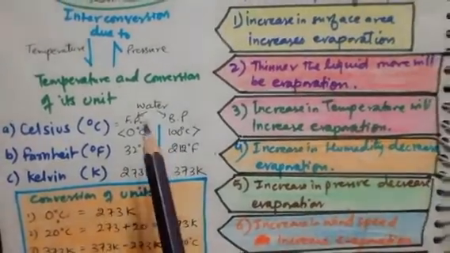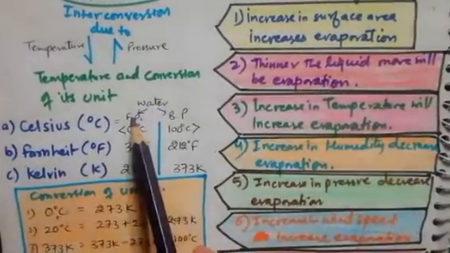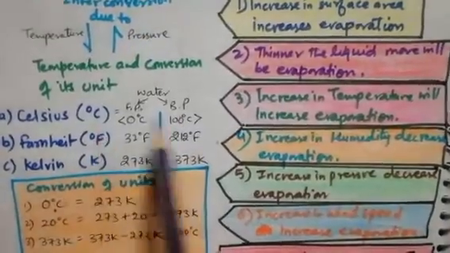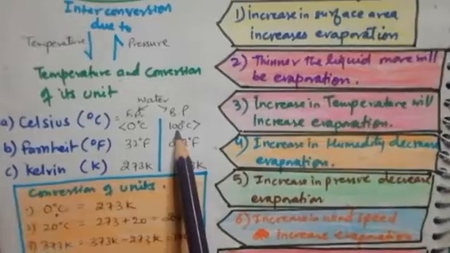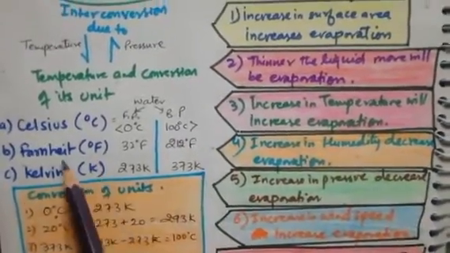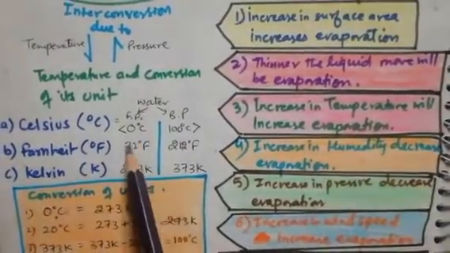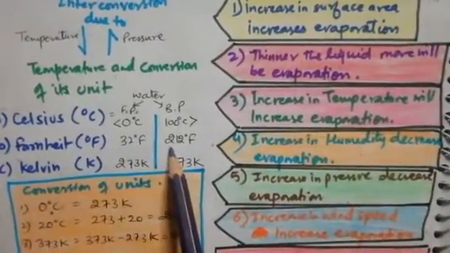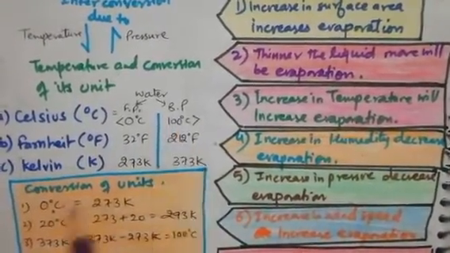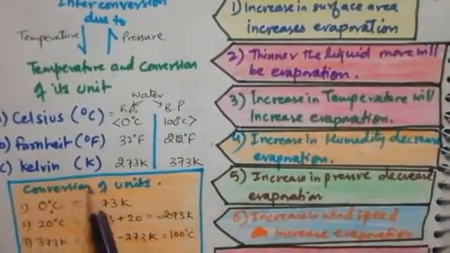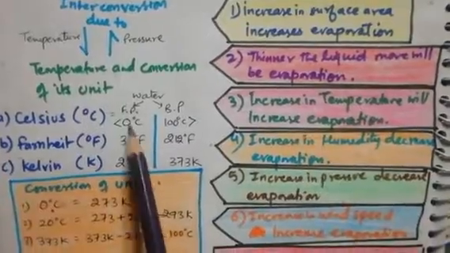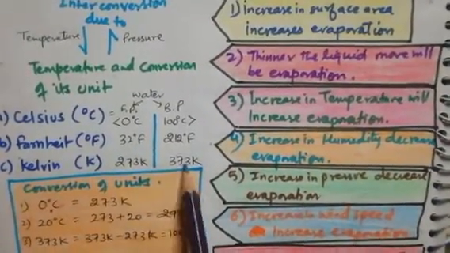If we talk about water, the freezing point of water in Celsius is 0 degrees Celsius or less. The boiling point is 100 degrees Celsius, and above 100 it is gas. In Fahrenheit, after conversion we get 32 degrees Fahrenheit as the freezing point of water, and 212 degrees Fahrenheit as the boiling point. In Kelvin, 273 Kelvin is the freezing point of water, and 373 Kelvin is the boiling point.